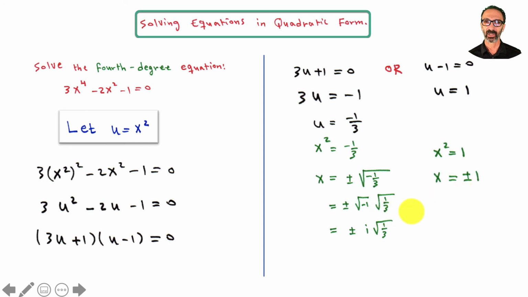So now, how many solutions do we have? It's a 4th degree, and here's the solutions. 4 zeros. i square root of 1/3, negative i square root of 1/3, negative 1, positive 1. Because that's plus minus means 2 answers in 1. 2 answers right here, and that's 4 of them.